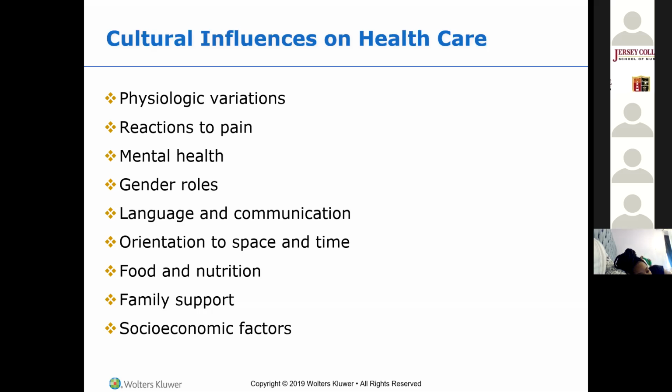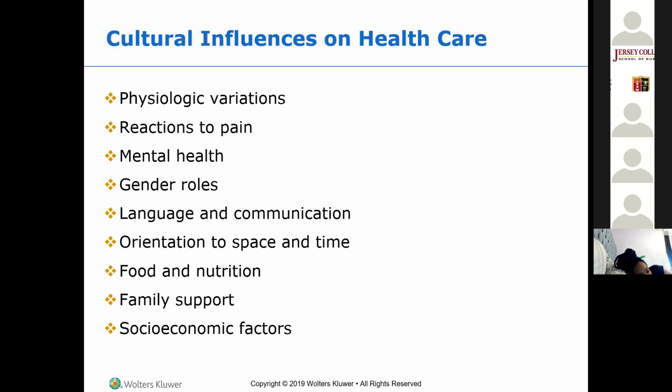Language and communication. If you can't communicate with someone, you obviously can't help them when they're ill. And it's not even just language of a different country, also educational level, because you have to teach your patient at the educational level that they understand. And everything has to be according to their level of development.